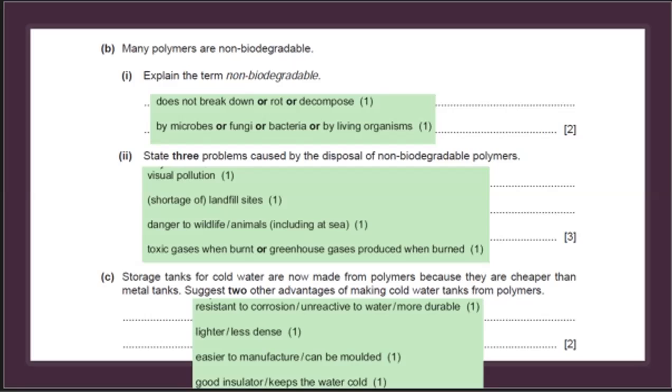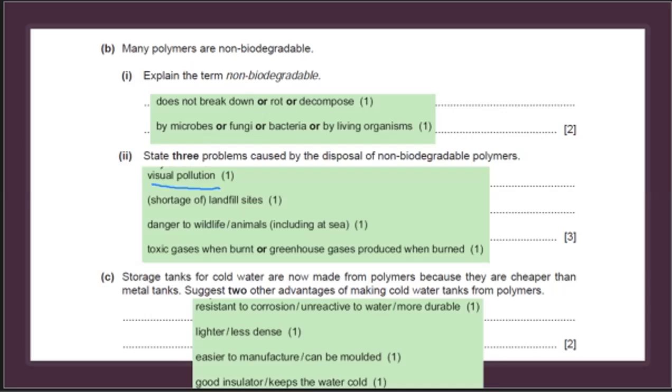So when we say a polymer is non-biodegradable, we cannot put it into the soil and let microorganisms act on it to break it down, like you would do when someone dies, you put their body back into the earth and microorganisms break it down. Part 2. State 3 problems caused by the disposal of non-biodegradable polymers. Well, it results in pollution, one, right? Because you have a lot of plastics found in our oceans and on our beaches, and it clogs our drains. It results in flooding.